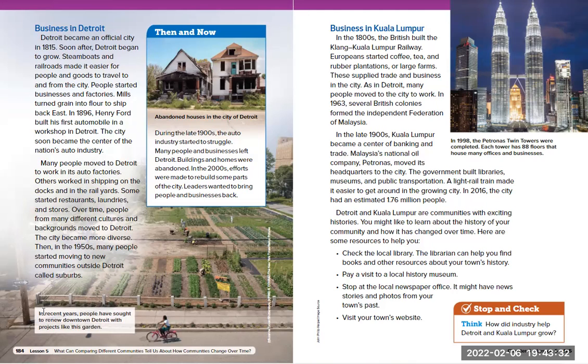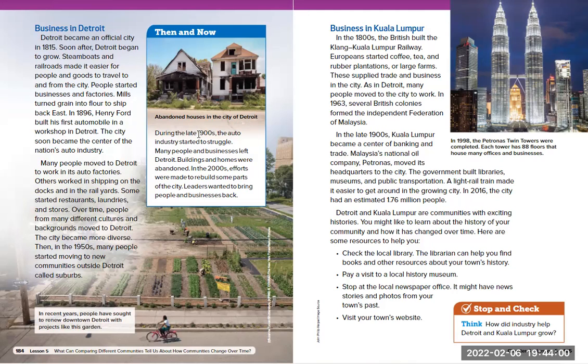So let's look at these images. In the recent years, people have sought to renew downtown Detroit with projects like this garden. You can already see they've got rows of different plants growing and different shapes of the land. And this is all within the city. So it's not even on a farm. As you can see, there's a huge building back there. And you can even see for now, the then and now, abandoned houses in the city of Detroit.